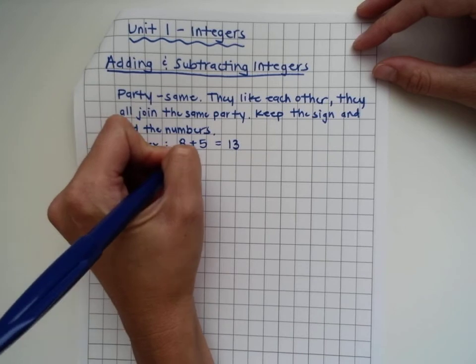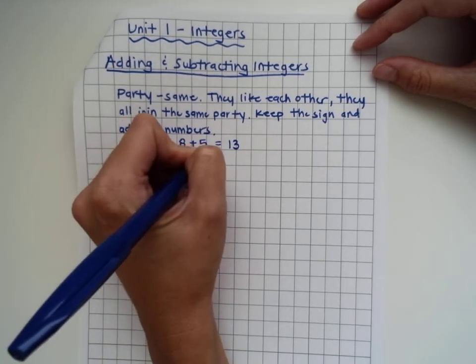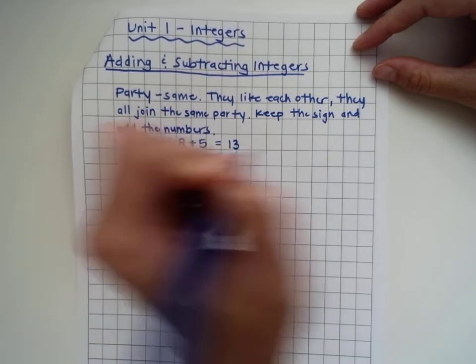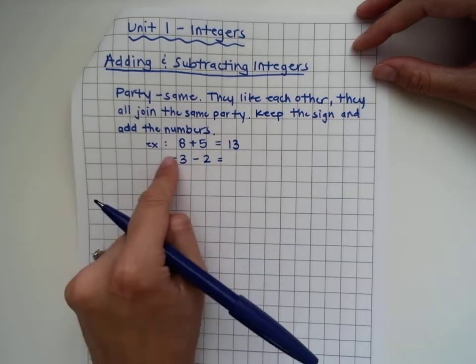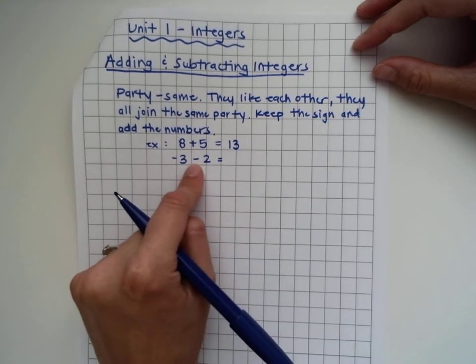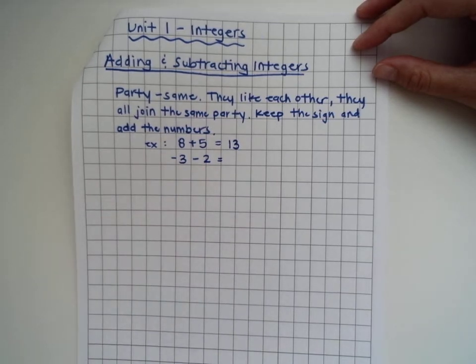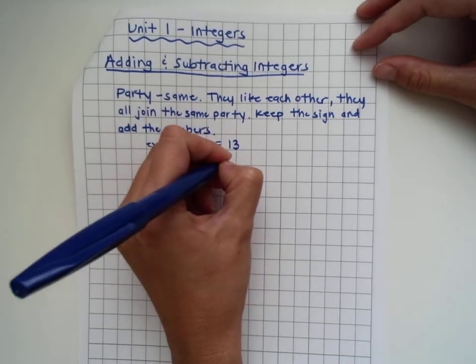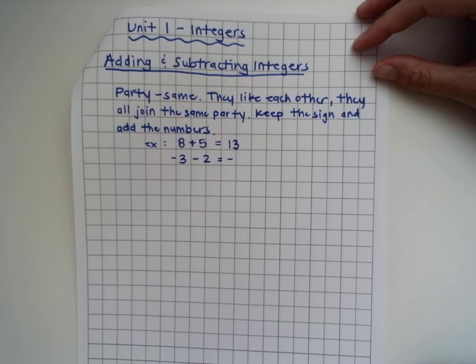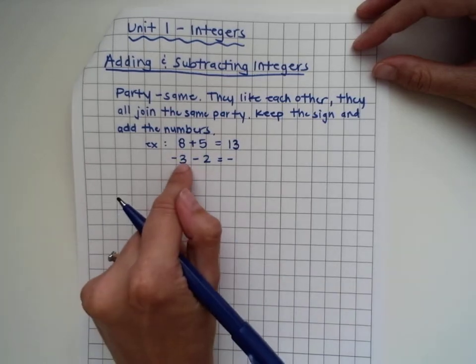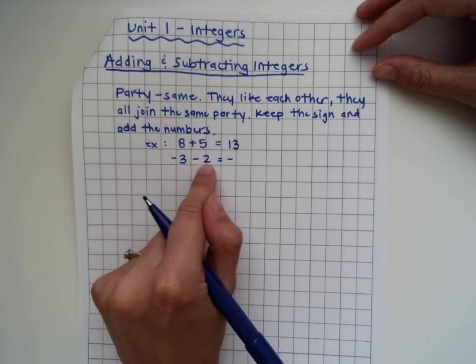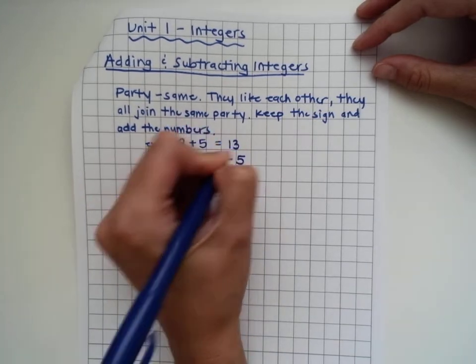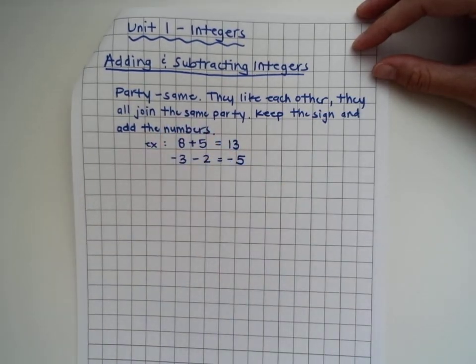Let's do another example. Say we have negative 3 minus 2. Again, they like each other because they're both negative, so they get along. They're going to party together. The group of the 3 and the group of the 2 are going to join together. They're negative people, so our group is going to end up being negative. And then we ignore the signs and we just look at the values, which are 3 and 2. We add 3 plus 2, which gives us 5. So our answer is negative 5.